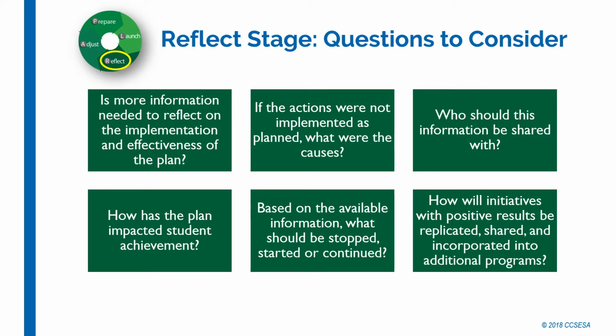Who should this information be shared with? Are there other stakeholders or administrative personnel who should be included in discussions? How has the plan impacted student achievement? Based on the available information, what should be stopped, started, or continued, and how? How will initiatives with positive results be replicated, shared, and incorporated into additional programs?